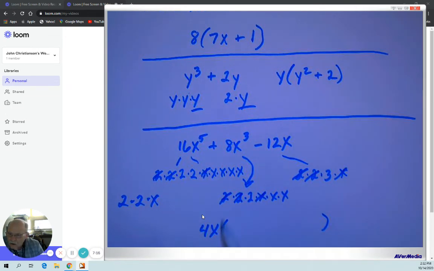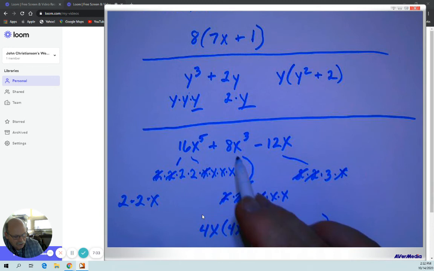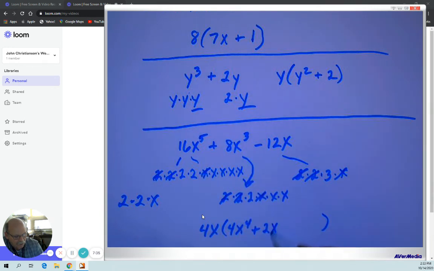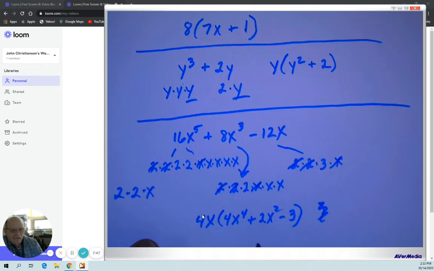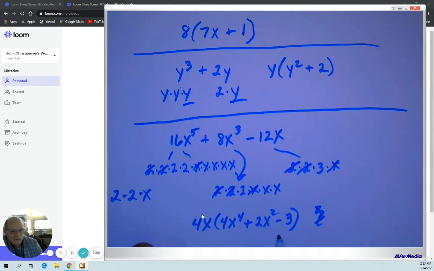And so 16 divided by 4 is 4. X to the 5th divided by x is x to the 4th. Plus 8 divided by 4 is 2. And x cubed divided by x is x squared. And then 12 divided by 4 is 3. And x divided by x is 1. So here's what we get, right? We get 4x times 4x to the 4th plus 2x squared minus 3.